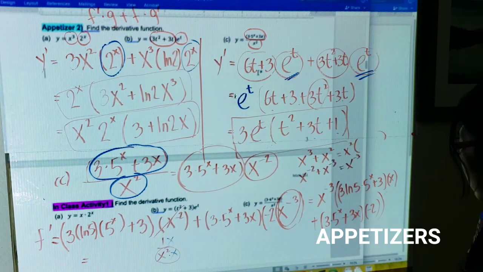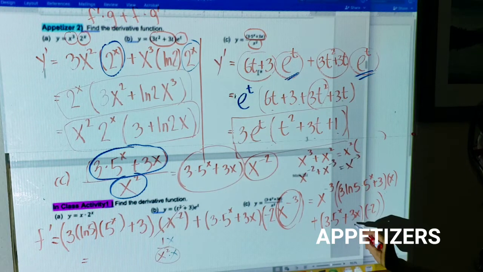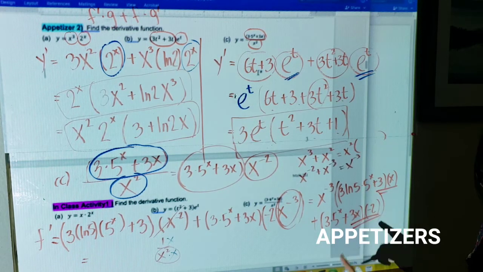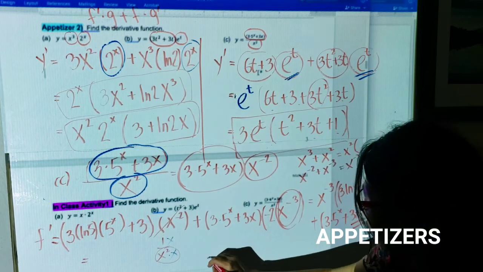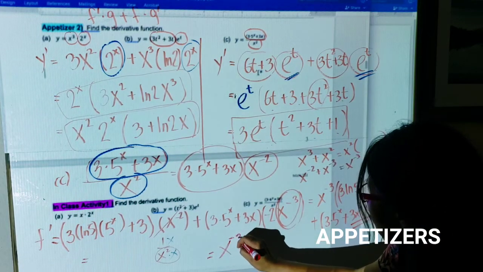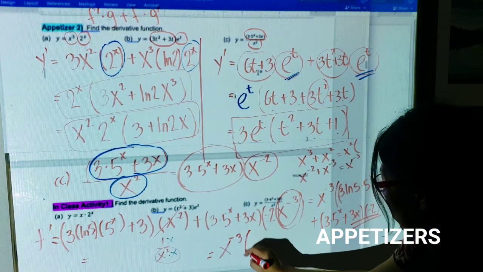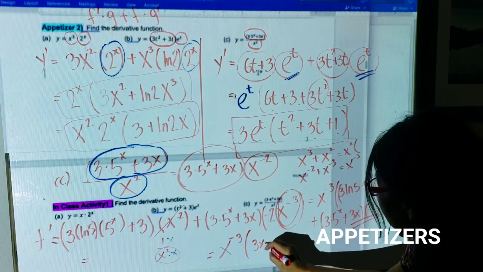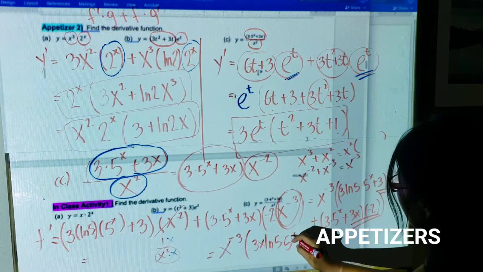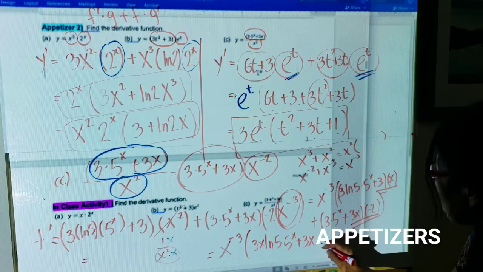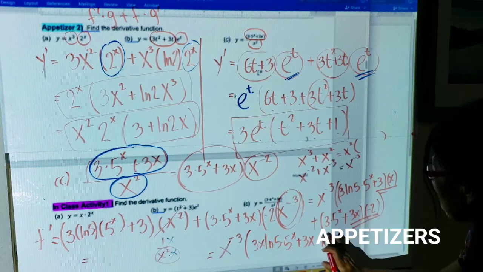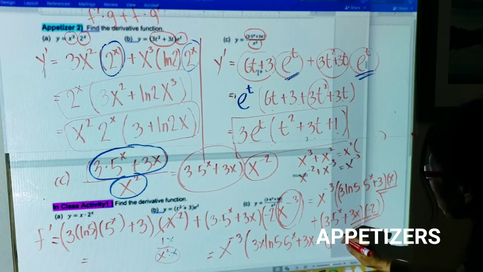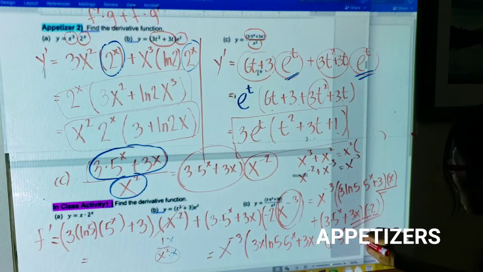And then parentheses. Now, do you really have to do this? Yeah, do you see that there is a number? You can combine it. So let me pull out a little bit more. So I have x to the negative 3, and then on top I have 3x natural log 5 times 5 to the x plus 3x. Plus I have a negative 6 times 5 to the x minus 6x.